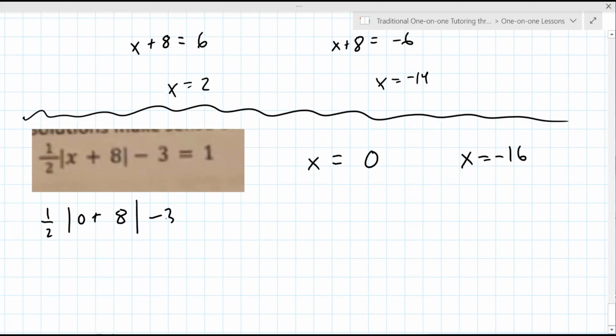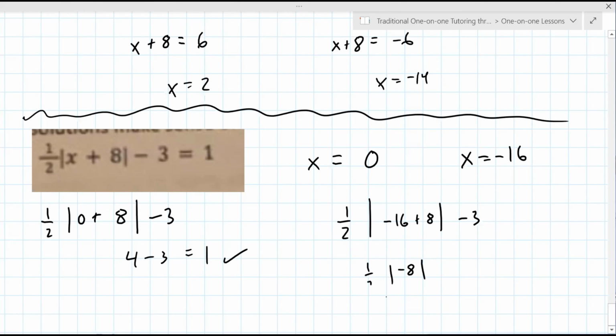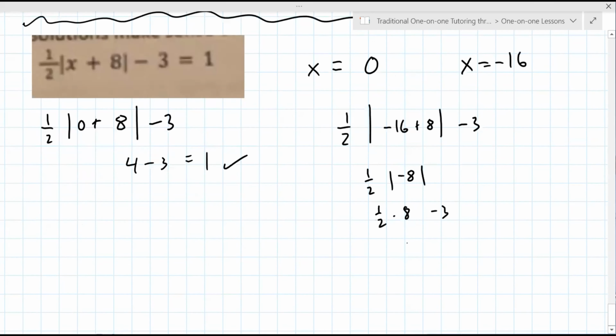So we have 0 plus 8, which is 8. 1/2 of 8 is 4. 4 minus 3 is 1. So that works. And then I can do the same thing with the other one. 1/2 negative 16 plus 8 minus 3. Now you don't want to do it this way. You would be guessing and checking forever. But yes, they both work. So what I got was correct. Yes, perfect.